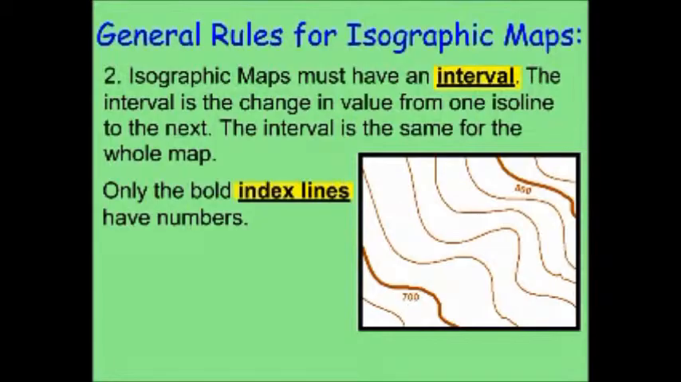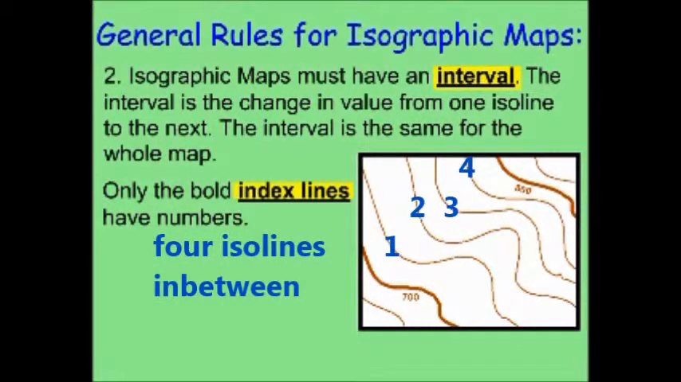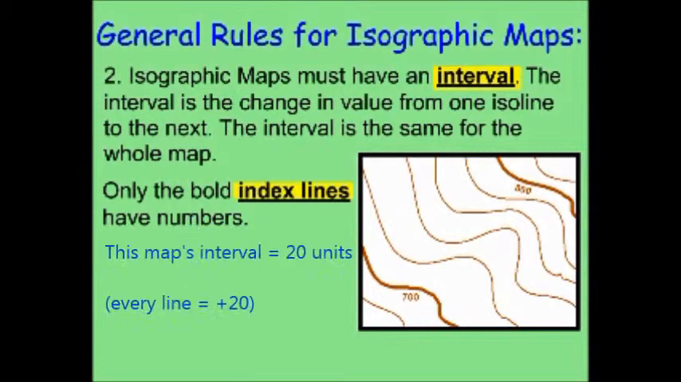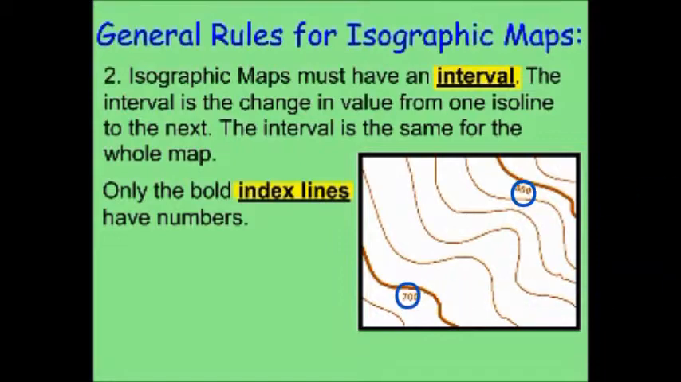Rule number 2, isographic maps must have an interval, and the interval is the change in value from one isoline to the next. The interval is the same for the whole map. You'll notice on this map we have 700 is marked and 800 is marked, and in between there are 4 lines. Those divisions are going to be the same, so that the line above the 700 would be 720, above that would be 740, above that would be 760, and the one above that would be 780, followed by 800. So the interval on this map would be 20 units. You'll also notice that only the bold index lines have numbers.